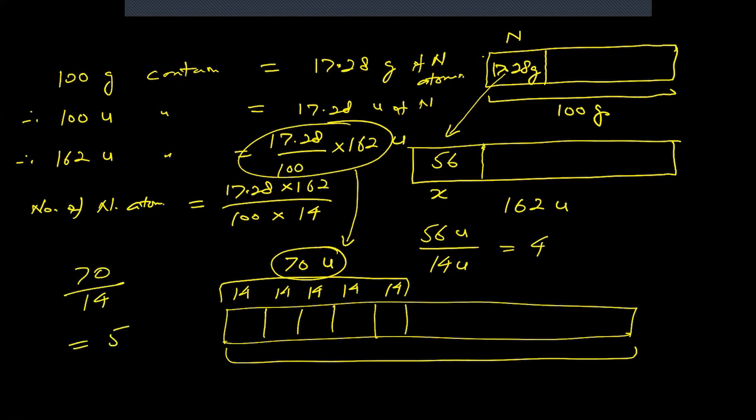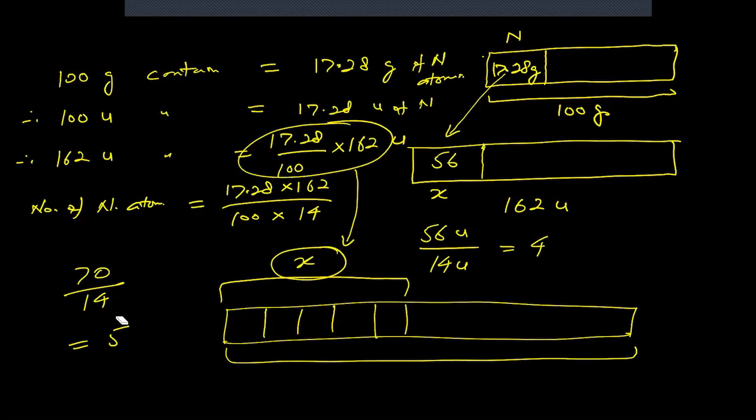So here you know this value now. This value you know, total. So if you divide it by the atomic mass of nitrogen, you will get how many nitrogen atoms are there. Is that clear? Or if there is any confusion, let me know.